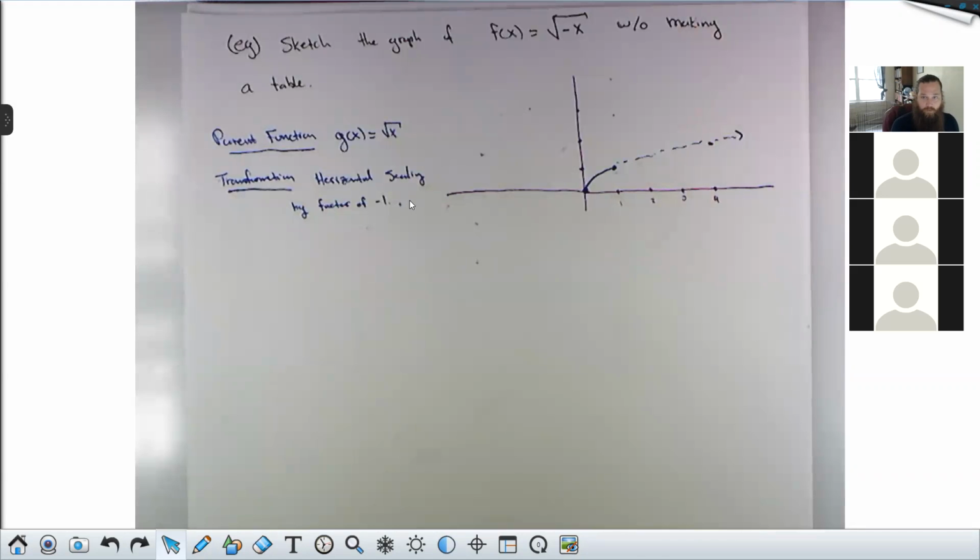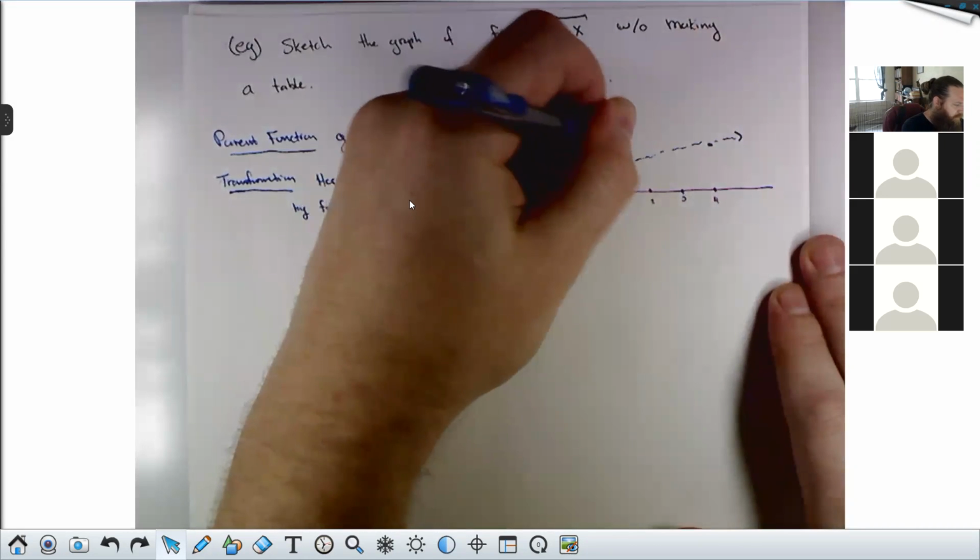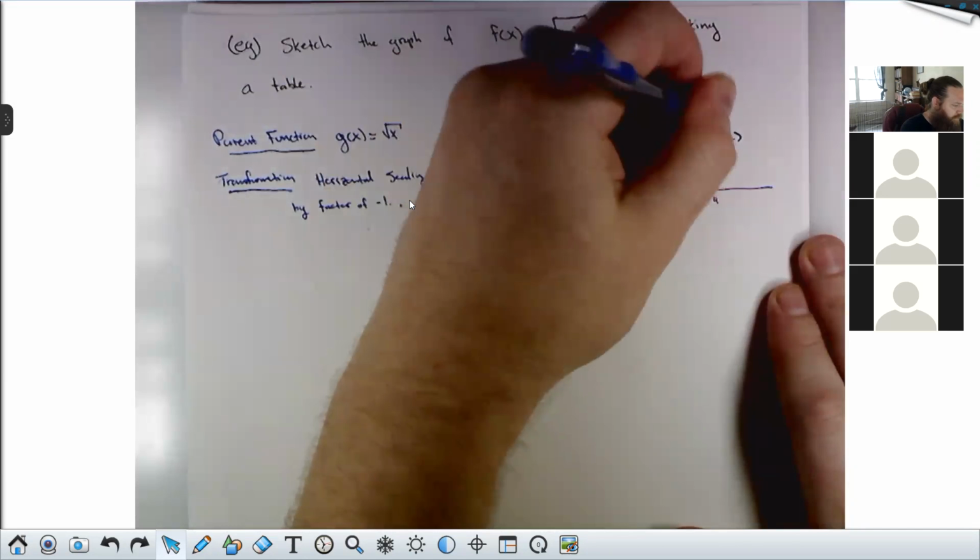That's the square root of x. That's the parent function. The points here are (0, 0), (1, 1), and (4, 2).